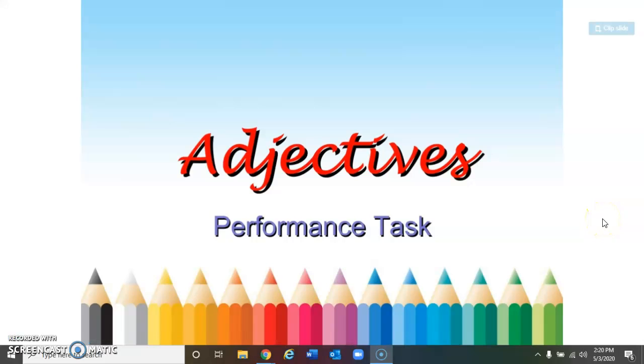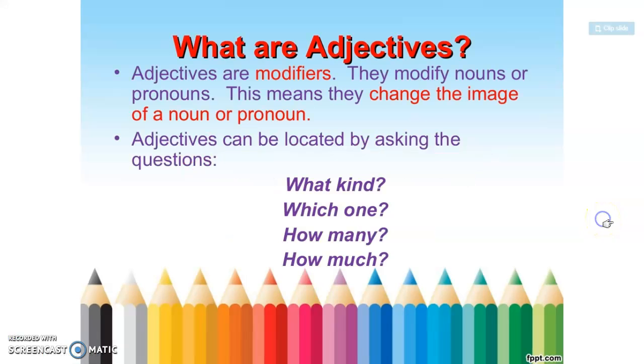We're working with adjectives this week. Adjectives are modifiers or describing words. They modify nouns or pronouns. This means they change the image of a noun or pronoun. You can find an adjective by asking the questions: what kind, which one, how many, how much.